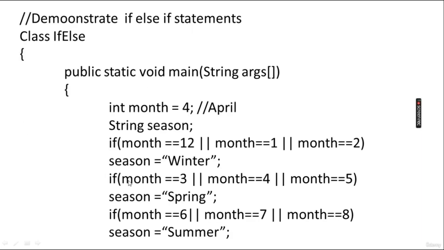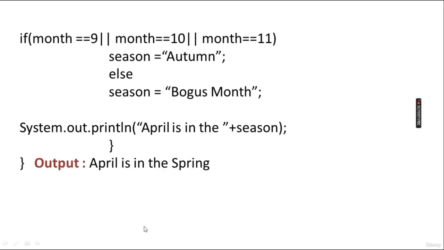So this is an if else ladder. If this condition is true, season will be initialized to winter. If this condition, season will be initialized to spring. If this condition, season will be initialized to summer. If this condition is true, season will be initialized to autumn. Otherwise, by default, season will be initialized to bogus month.